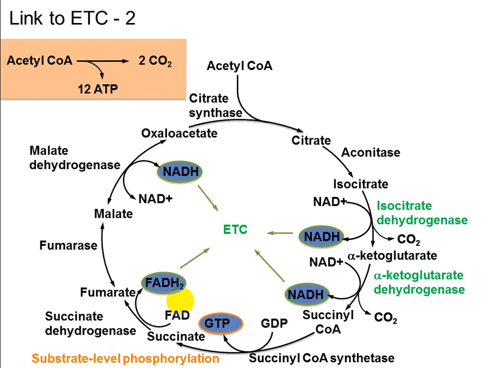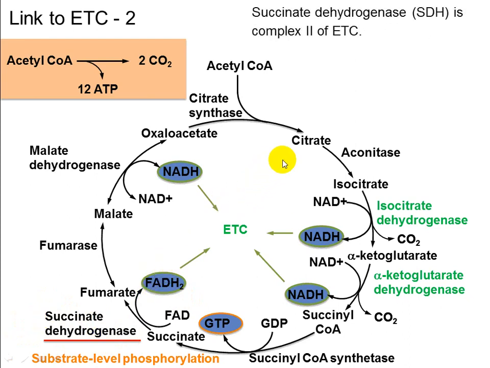TCA cycle is linked to electron transport chains in another way. The enzyme succinate dehydrogenase. This enzyme is also a component of electron transport chains. Specifically, this enzyme is complex 2 of ETC.